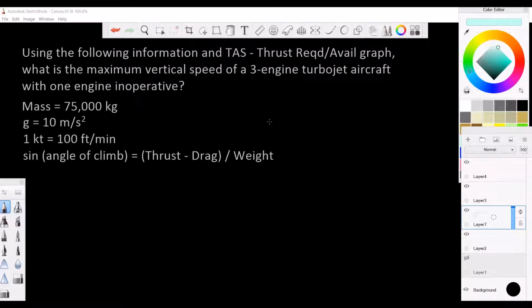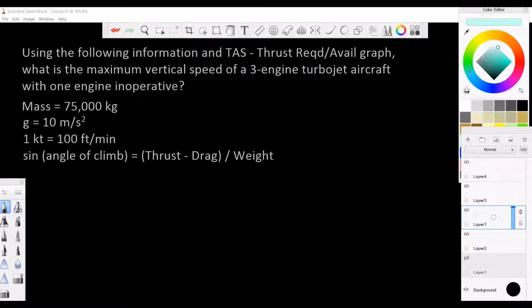The information given here is that the aircraft mass is 75,000 kilos, with acceleration due to gravity of 10 meters per second squared. As I hope you're aware, that means that every kilo of mass weighs 10 newtons. Then it gives an approximation to the conversion between knots and feet per minute of 1 knot equals 100 feet per minute. That's a very close approximation, in fact. The actual figure is 101.3 feet per minute.